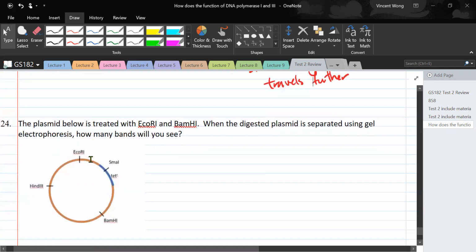Next. The plasmid below is treated with EcoR1 and BamH1. When the digested plasmid is separated using gel electrophoresis, how many bands will you see? EcoR1 cuts it once, right here. BamH1 cuts it here again. So you will have one shorter fragment and one longer one. 2 cuts equals 2 fragments, 2 bands. If this was linear DNA, then 2 cuts would give you 3 bands. You have to make sure you understand the distinction.